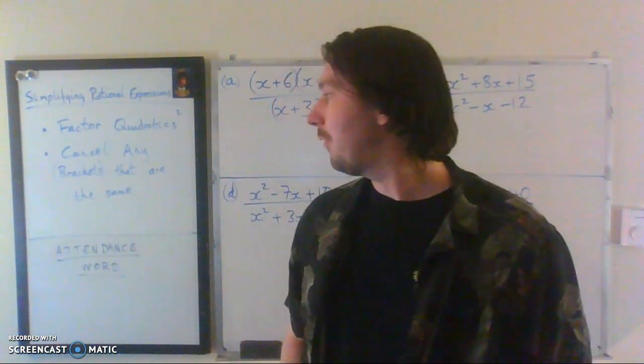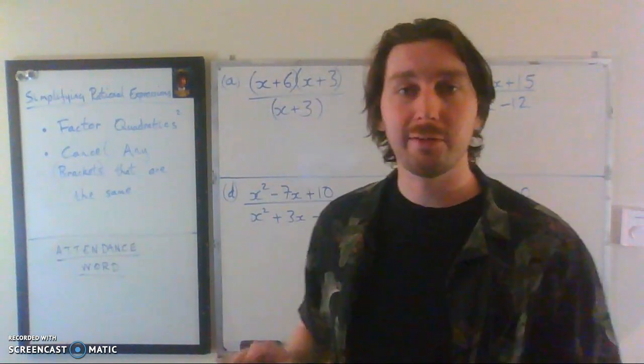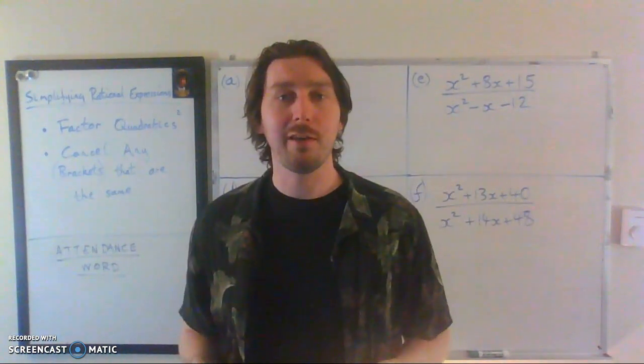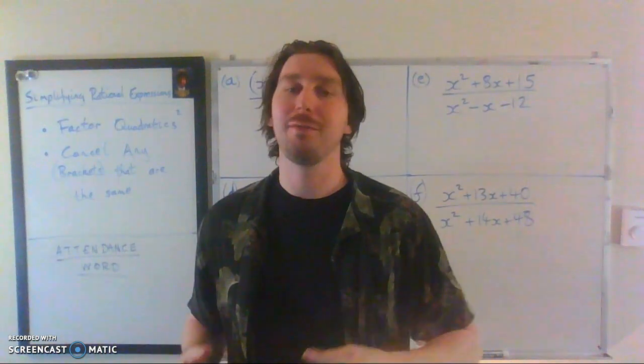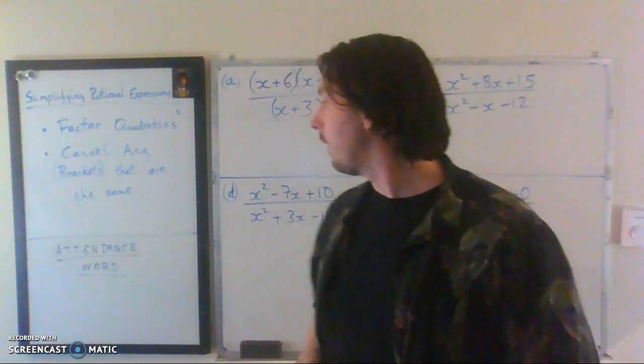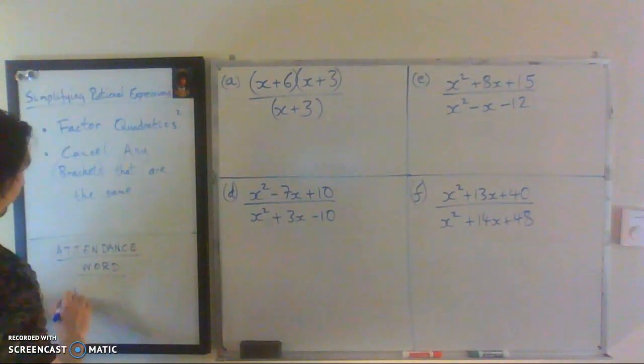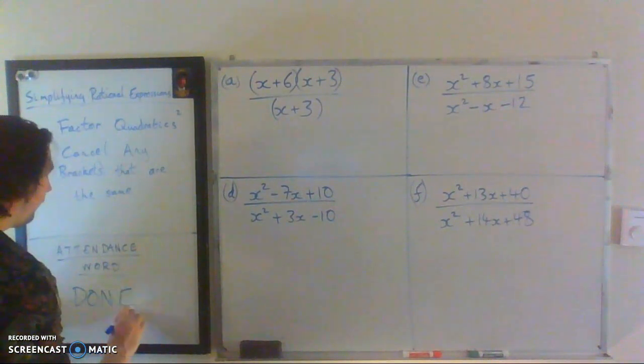So what I'm gonna do for this one is I want you to just try this worksheet. I'm gonna do 4 of the questions. As long as you do the other 6, and it's obvious you've tried a little bit instead of just writing random numbers, I'm gonna give you 100%. The attendance word for today, we'll go with done. D-O-N-E. We are finished.